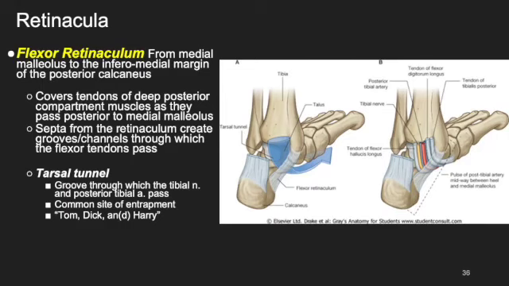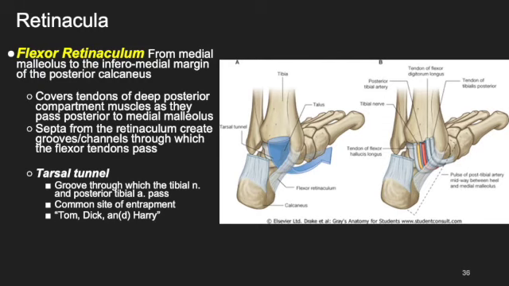So now, obviously, we've had an extensor retinaculum, we have a lateral retinaculum. Hey, why not have a flexor retinaculum too? What this is going to do is attach to my medial malleolus. Remember, that's the distal termination of the tibia, and it's going to attach into the posterior section of my calcaneus or my heel bone. And understand the tendons it's going to cover.